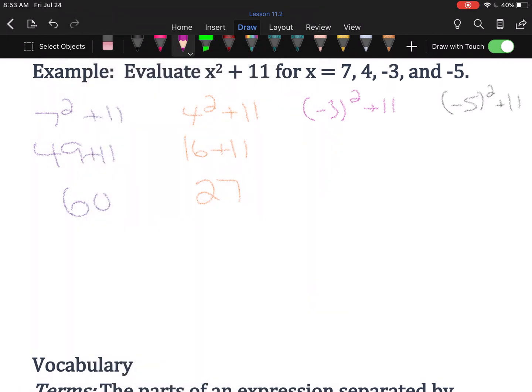Negative 3 squared is negative 3 times negative 3. 3 times 3 is 9, and a negative times a negative, since they're the same sign, is positive. So this is 9 plus 11, and that is 20. And negative 5 squared is negative 5 times negative 5. That's 5 times 5 is 25. Negative times a negative is positive. So this is 25 plus 11. 25 and 11 is 36.